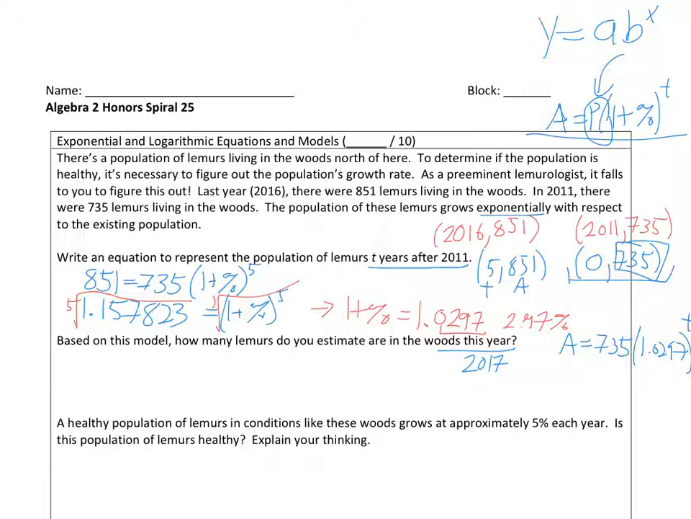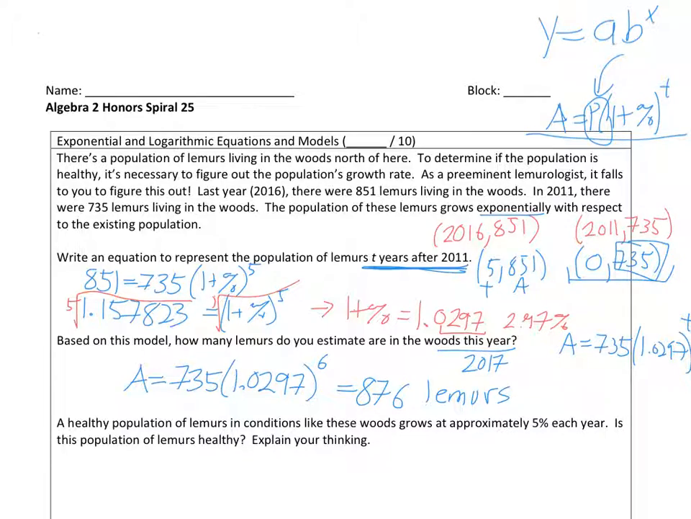Okay? So you've got A is equal to 735 times 1.0297, and t years after 2011, 2017, that's going to be 6. So we're looking at 735 times 1.0297 to the 6th power, which is 876.09. So I'm going to say that's close enough to 876 to call that 876 lemurs.